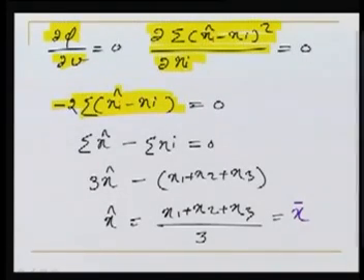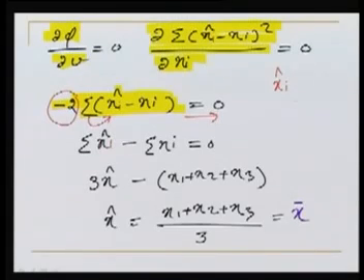Okay, so this should be equal to 0. Now please do it yourself also. Now this 2 is eliminated and we take this sigma inside, so we can write this as sigma of xi hat minus sigma xi is equal to 0. Now we have been using this xi hat so far.